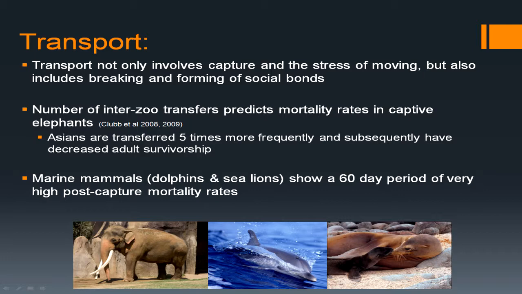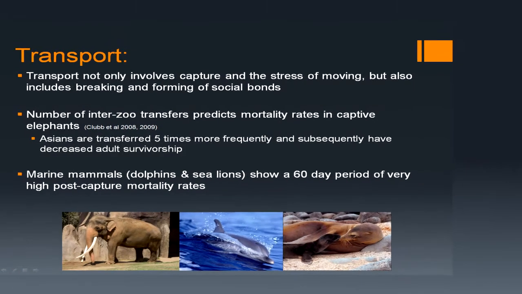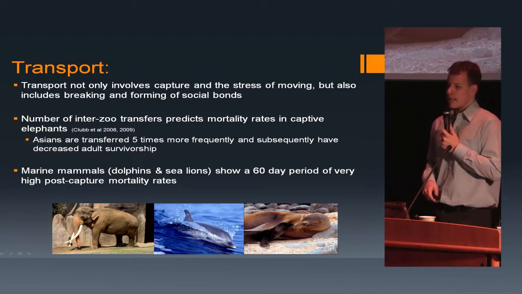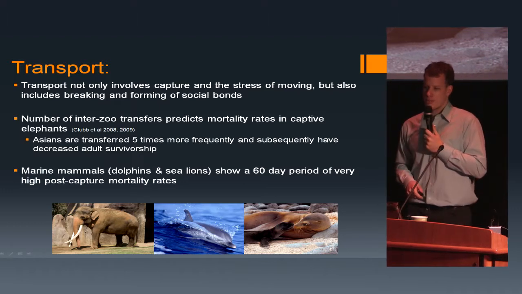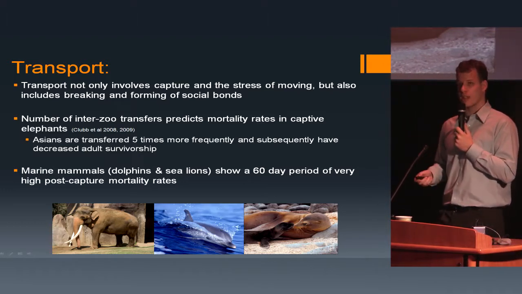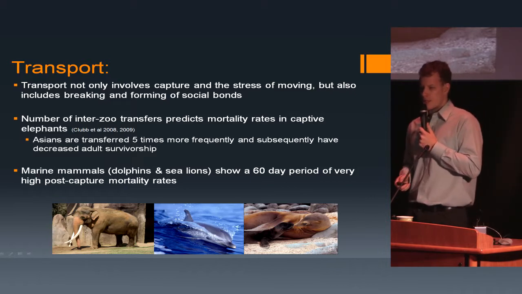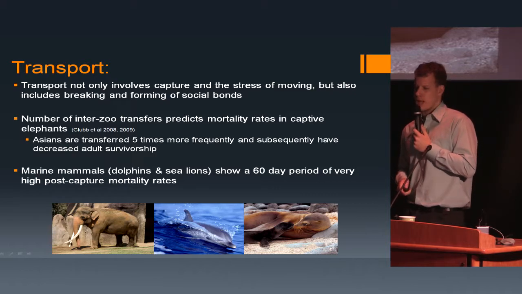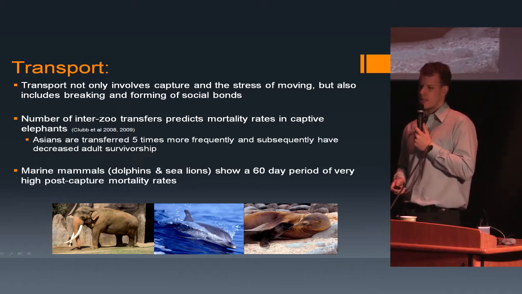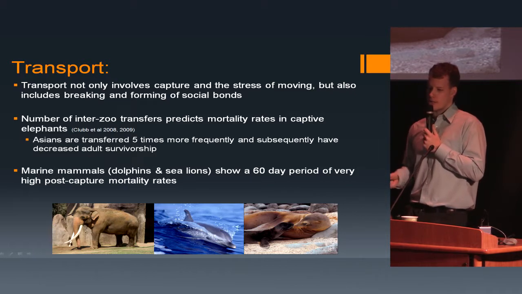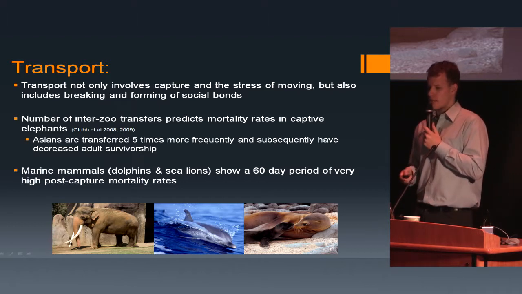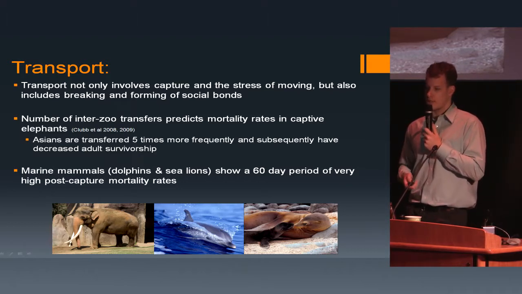can play a part. So when we consider transport of animals, this involves not only capture and the stress of moving the animals, but also breaking their social bonds, forcing them into new social situations. And we can see that the number of inter-zoo transfers predicts mortality rates in captive elephants, particularly in Asian elephants. And similarly, we see this really high period of post-capture mortality in marine mammals that lasts for about 60 days. And obviously, there are other things going on here, such as being introduced to new diets, potentially being introduced to new diseases. But it's certainly possible that these negative emotions are playing a role in these examples as well.